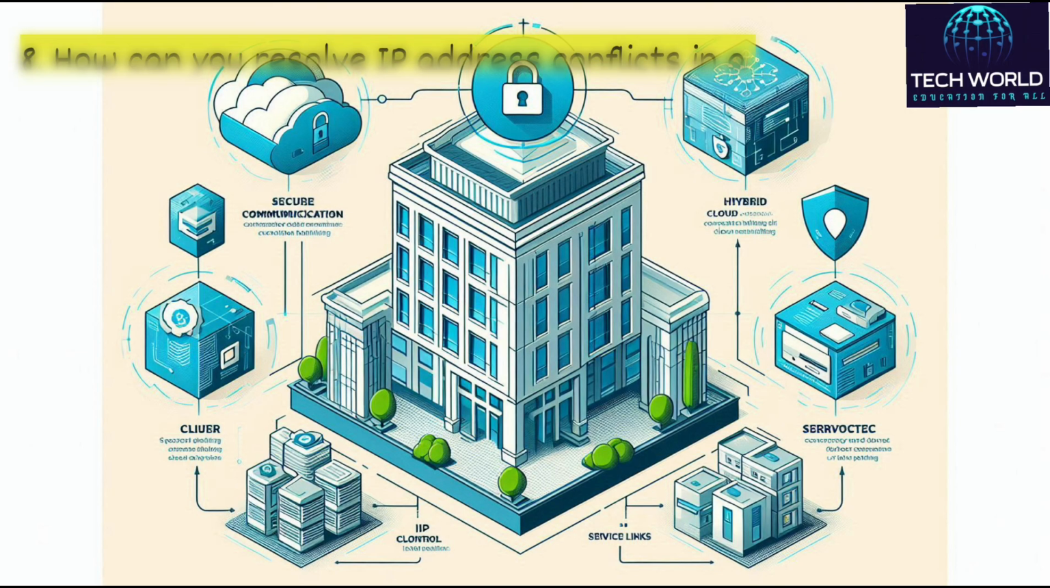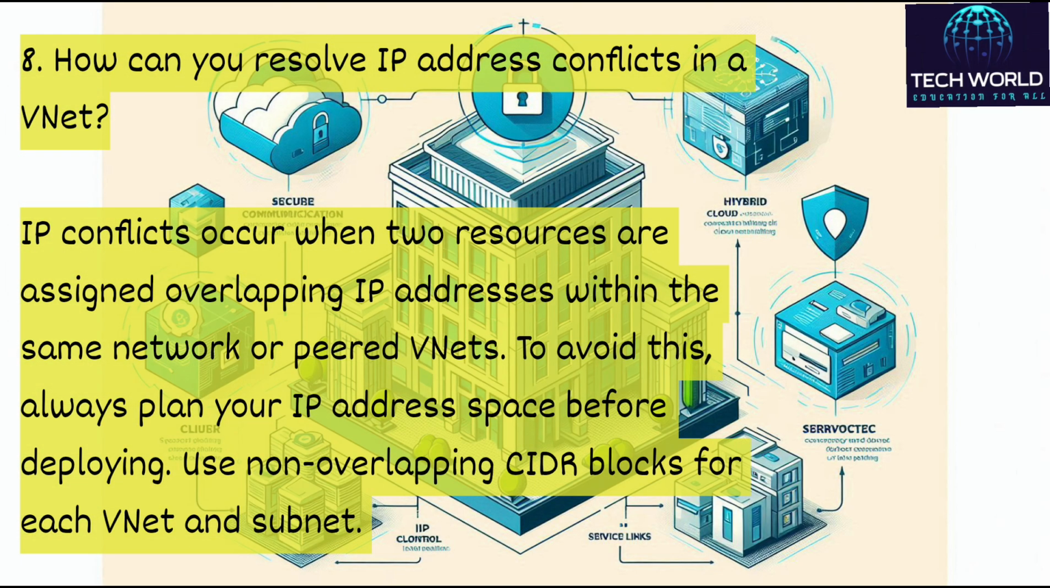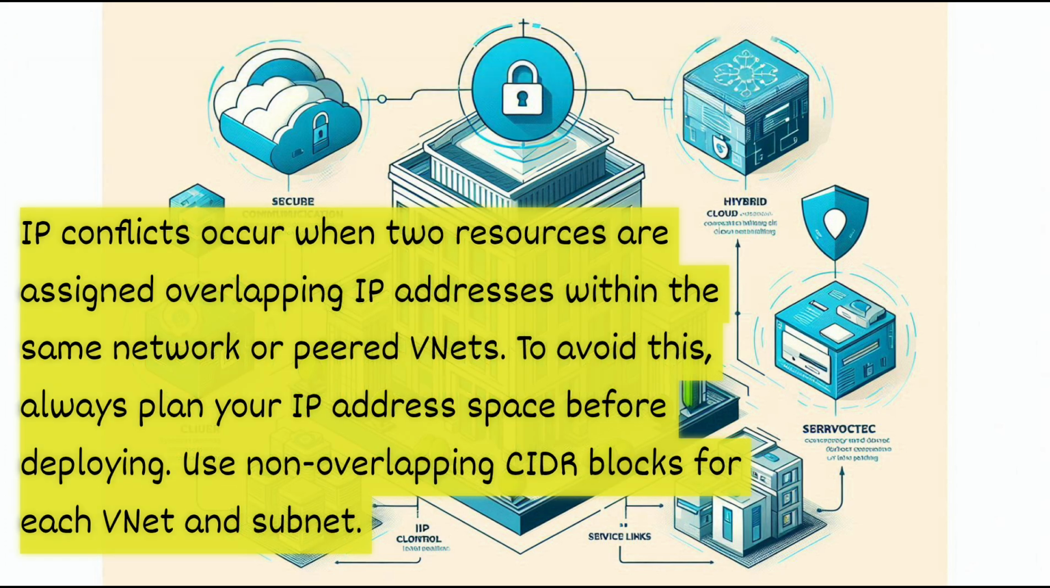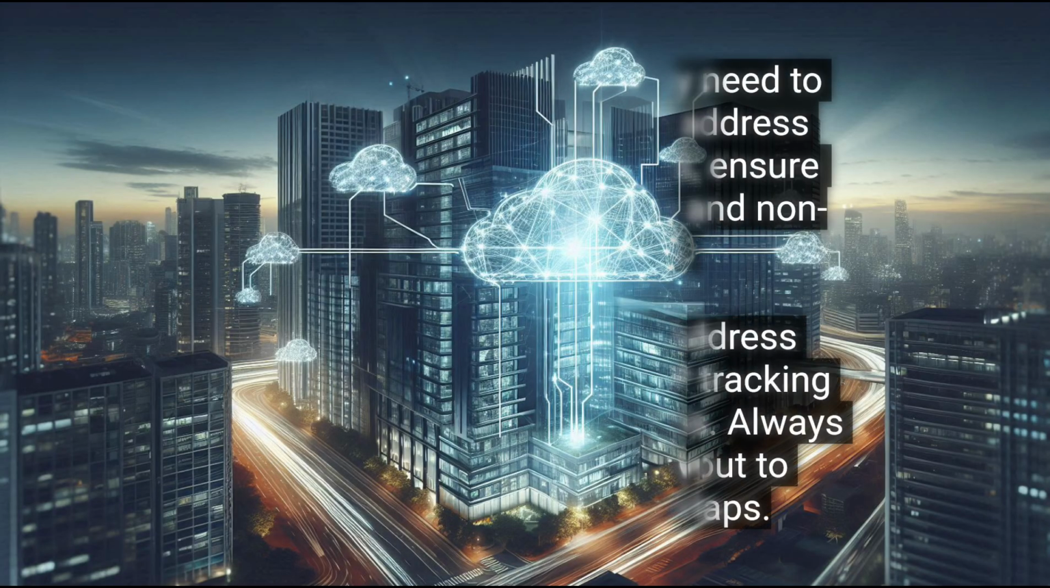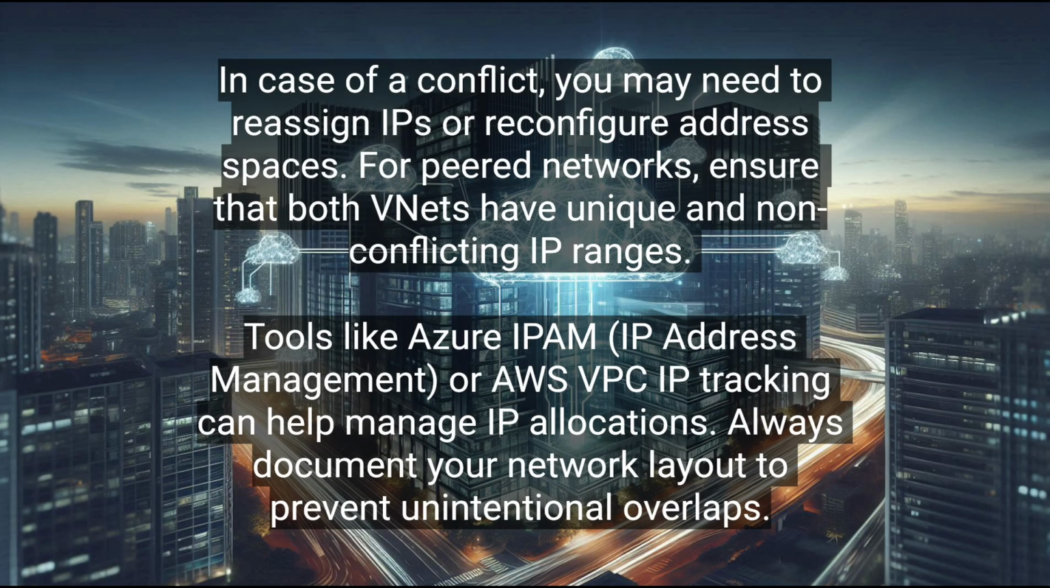8. How can you resolve IP address conflicts in a VNet? IP conflicts occur when two resources are assigned overlapping IP addresses within the same network or paired VNets. To avoid this, always plan your IP address space before deploying. Use non-overlapping CIDR blocks for each VNet and subnet. In case of a conflict, you may need to reassign IPs or reconfigure address spaces.